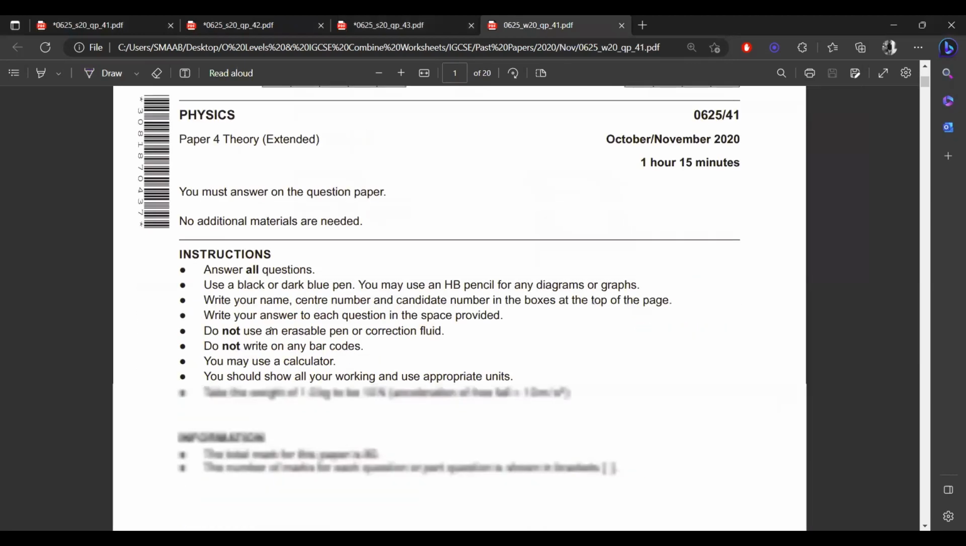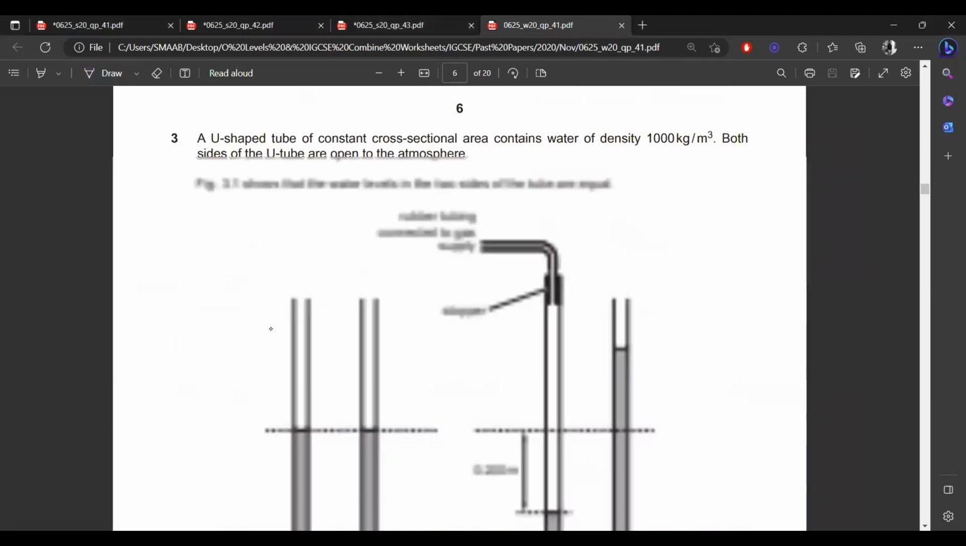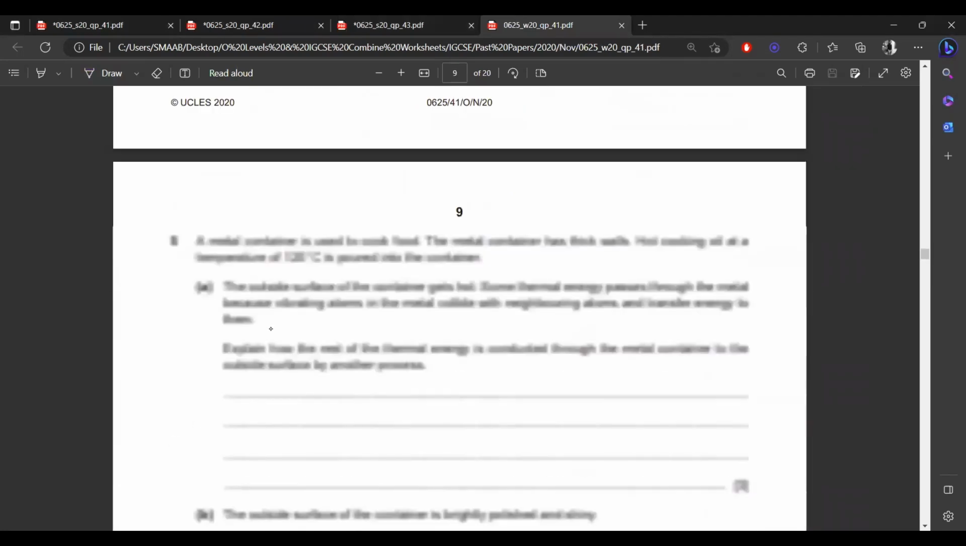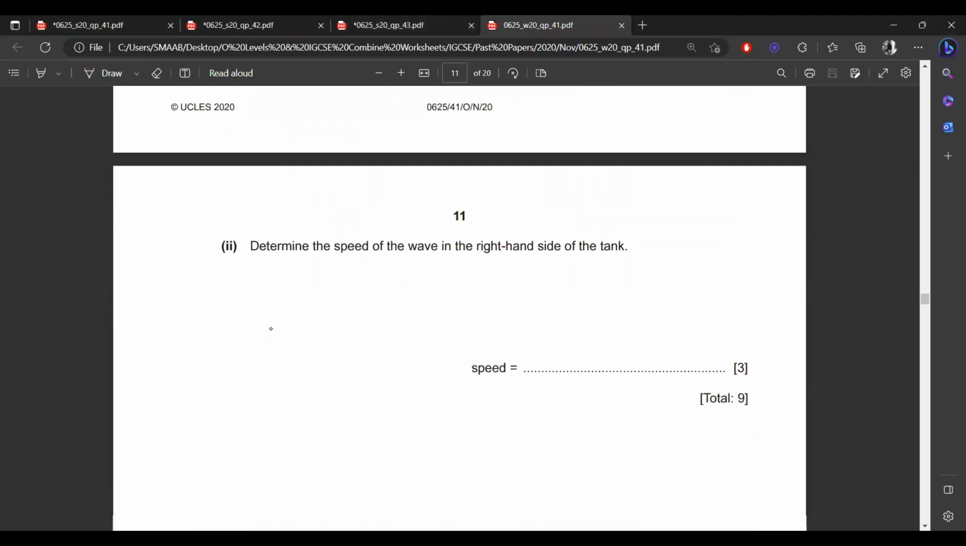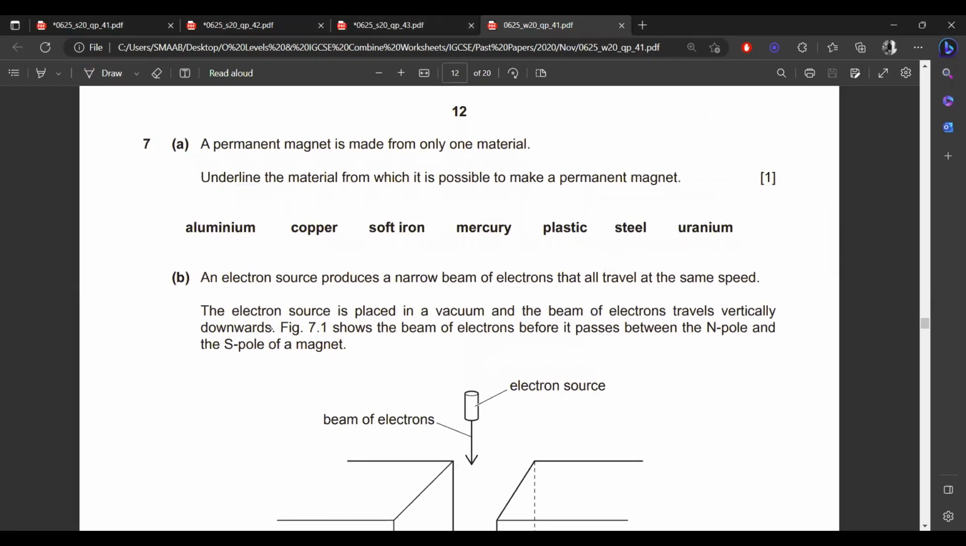October, November, variant 1, same year 2020. Question number starting from 7. Yes. A permanent magnet is made from only one material. Underline the material from which it is possible to make a permanent magnet. You just need to choose the material.